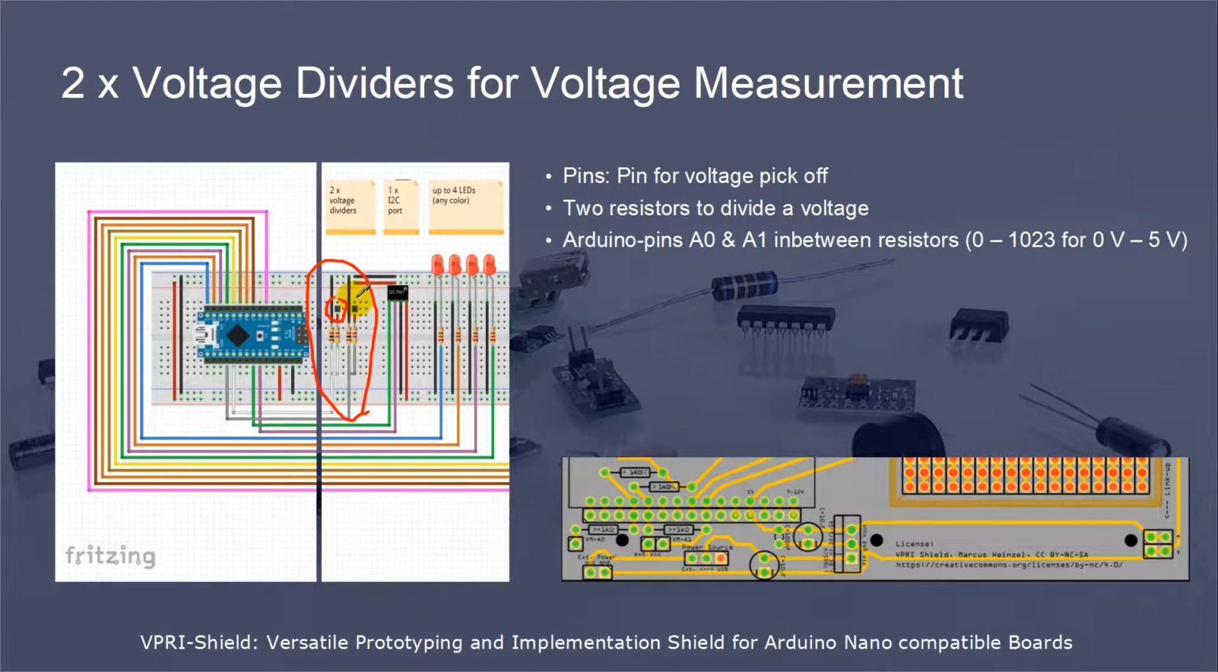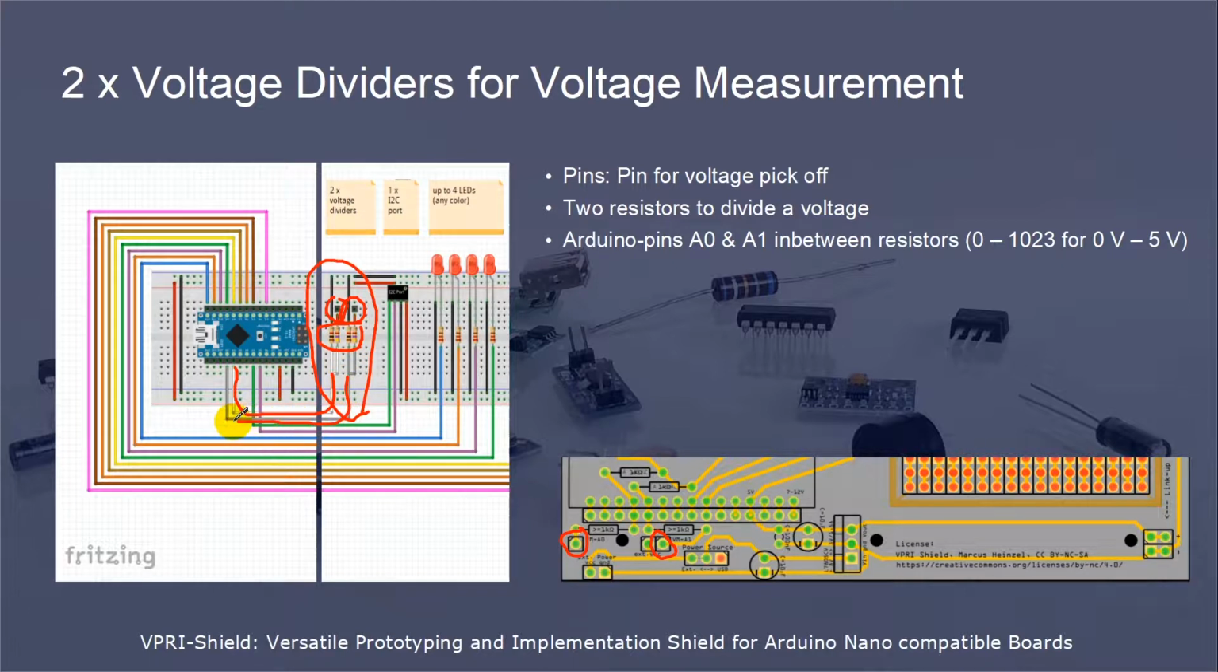There are 2 voltage divider circuits on the breadboard. Each has a pin for voltage pickoff. In the hardware design view you find these pins here. Furthermore, each voltage divider consists of 2 resistors, which divide the voltage. In between the resistors are Arduino pins A0 and A1 to pick off the voltage over one of these resistors.